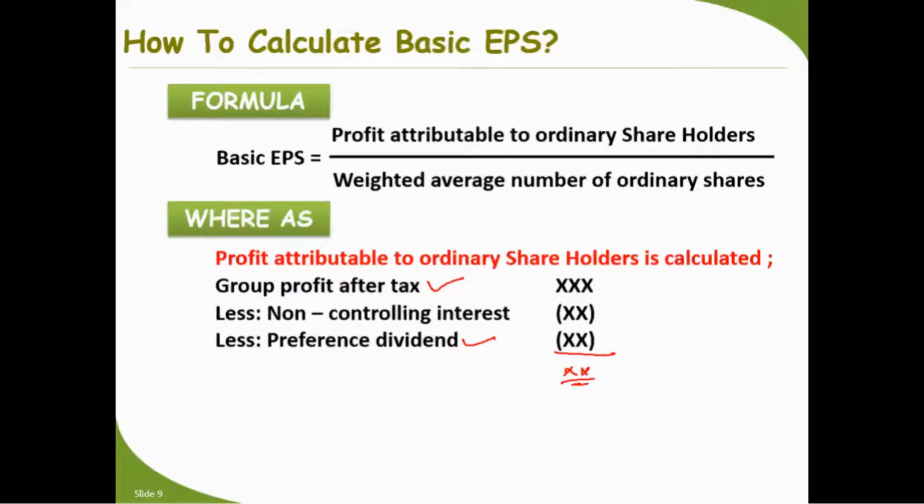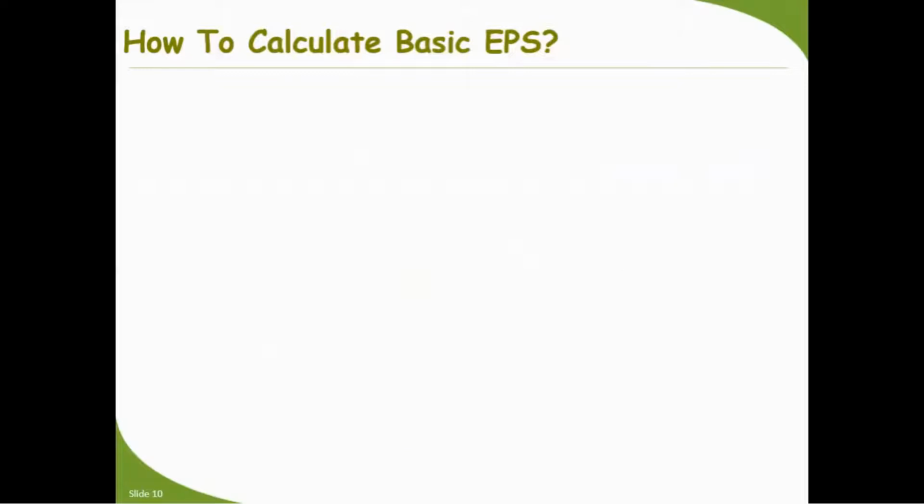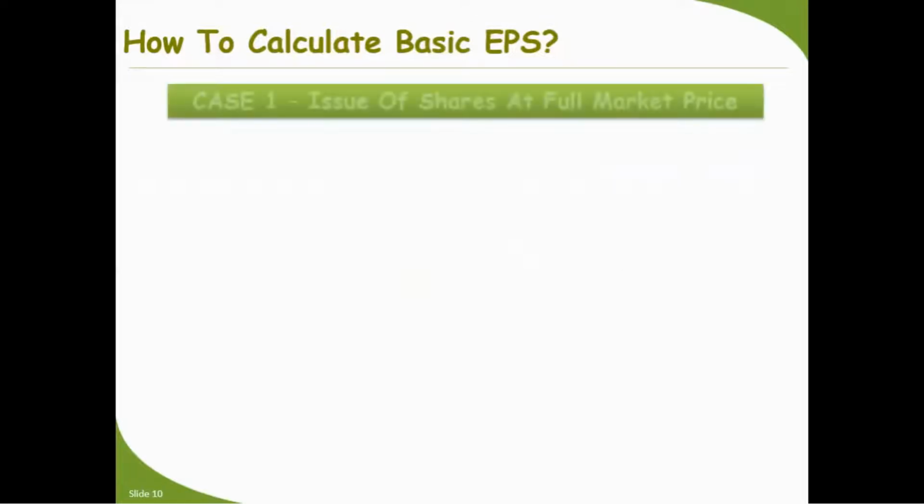For a group, it is profit after tax less NCI, non-controlling interest, less preference dividend. We'll talk about non-controlling interest when we talk about consolidated financial statements. How to calculate basic EPS, case 1.